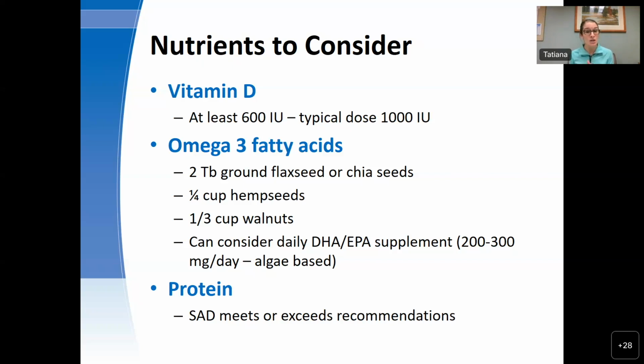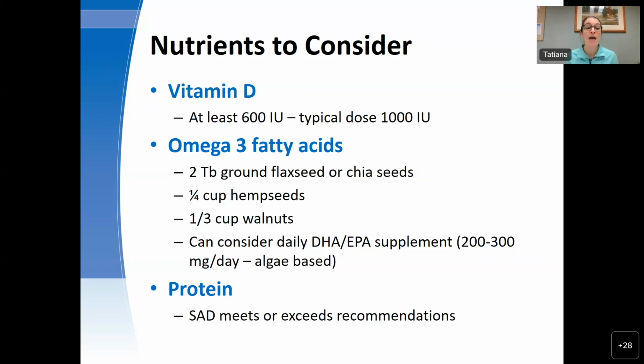So you can consider supplementing with a DHA or EPA supplement. Not necessary, because if you're incorporating enough of those flax, chia, hemp, or walnuts into your daily intake, you can easily meet your omega-3 needs.